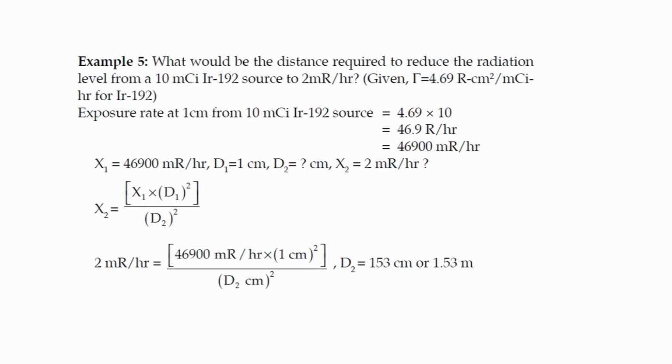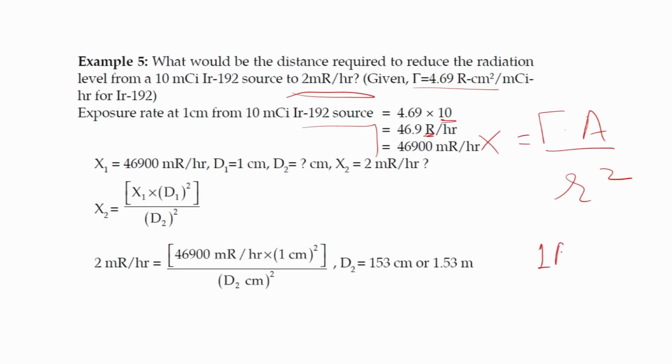One more example. What would be the distance required to reduce the radiation level from a 10 millicurie iridium 190 source to 2 mR per hour? The gamma ray constant is given, and the exposure rate at 1 centimeter from the 10 millicurie iridium source is provided. We apply the same formula: gamma ray constant times activity divided by r square. Our gamma ray constant is 4.69 and activity is 10 curie. You multiply these, and this is in Roentgen. You convert by multiplying by 1000, because 1 Roentgen is equal to 10 raised to power 3 milli Roentgen, and you get 46,900 mR.